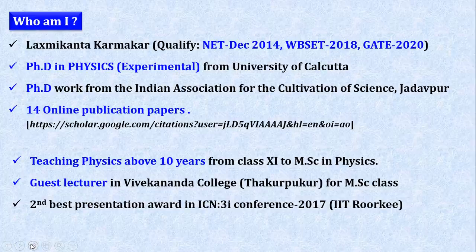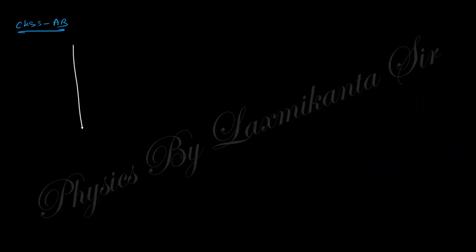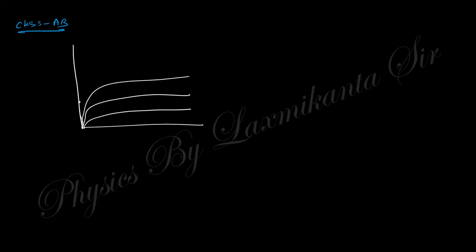And class AB is nothing but what lies between A and B. That means when the operating point is like that, if you choose this operating point here, this is the output characteristics, and this is your load line. If you take the Q point like here, this is called QAB.